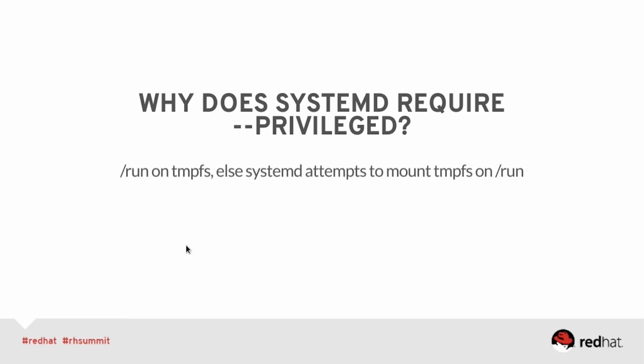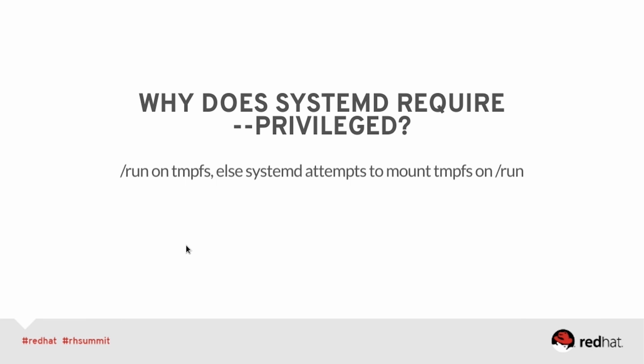So why does systemd require privilege inside of a container? When it was designed, systemd basically said /run had to be on a tmpfs. It believes that's part of the protocol. Leonard and his team believe that /run has to be on a tmpfs. Inside of Docker files, /run is not on a tmpfs by default.